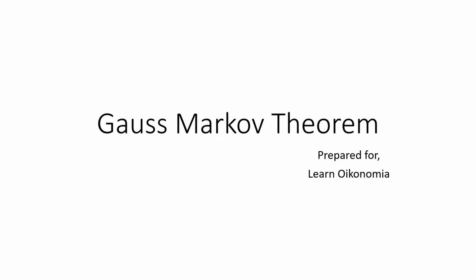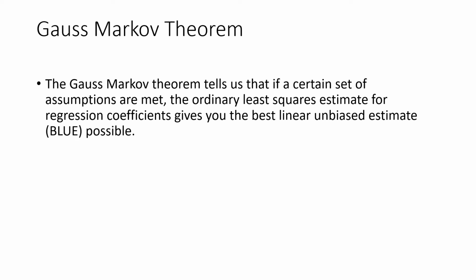With that, we start the Gauss Markov Theorem, which is the topic of discussion today. Whenever we start econometrics, this is something we start with. Even for people who have already done a session on econometrics in their colleges, this would be the starting point of the discussion of econometrics: the Gauss Markov Theorem. What does the theorem tell us? It tells us that if a certain set of assumptions are met, the ordinary least squares estimate for the regression coefficient would give you BLUE, that means the best linear unbiased estimate. So this is the Gauss Markov Theorem.